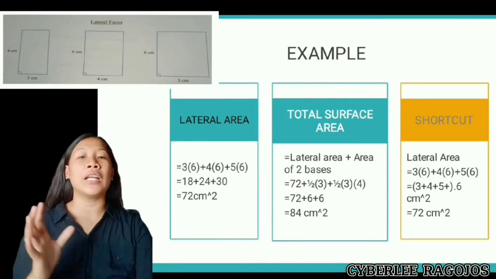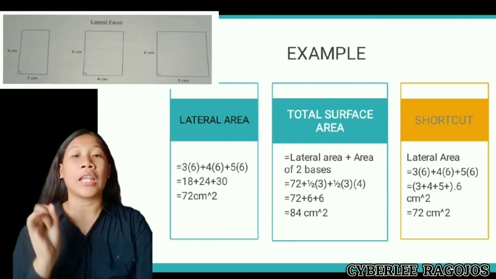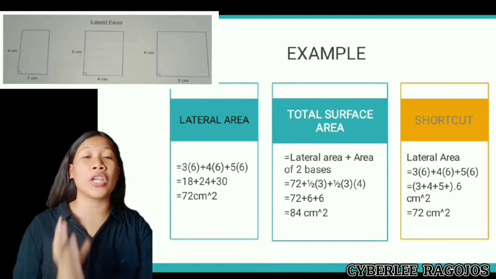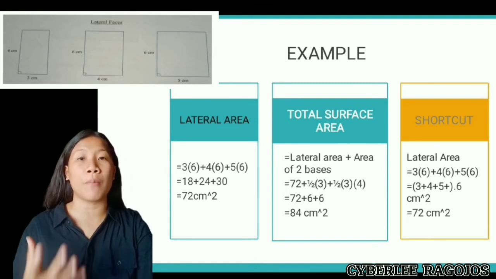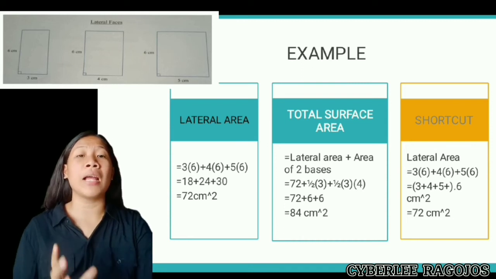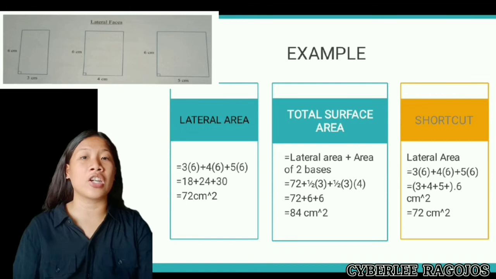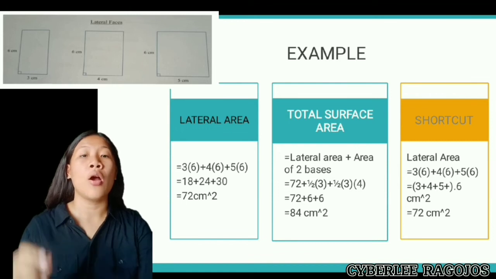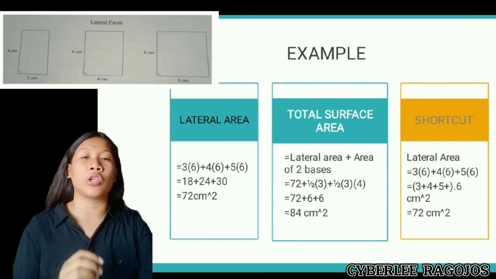So, sa formula na to, kung mapapansin natin is 3 plus 4 plus 5 which represents the perimeter of the base, while yung 6 naman is represents the height. So, same lang din kanina yung sa answer na nakuha natin sa una, pero mas pinadali lang tong shortcut.